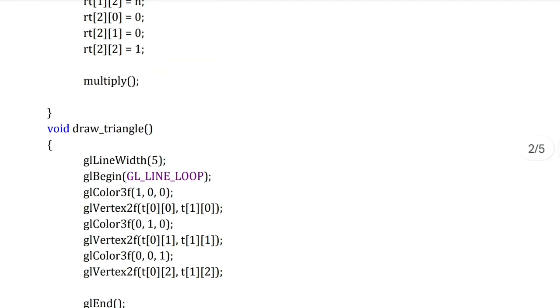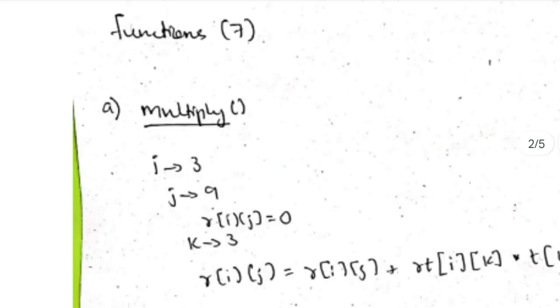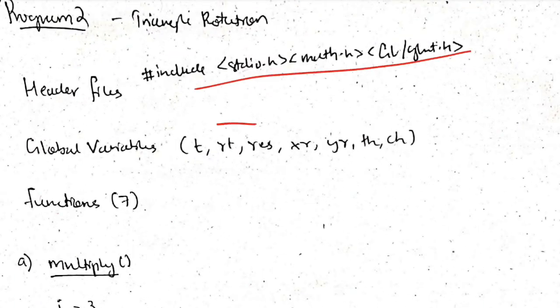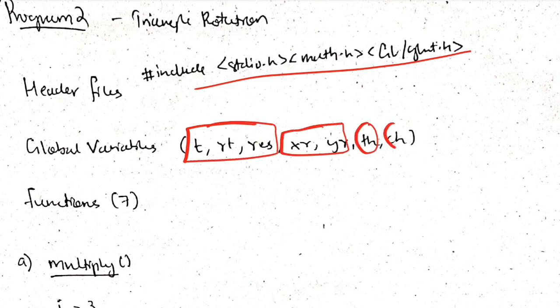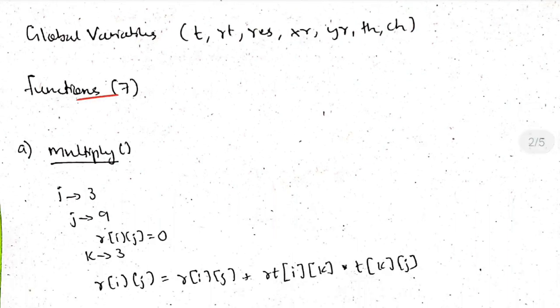To quickly wrap up, what all things we need to keep in mind. So let's go to that sheet. For the second program, first you have to start with the header files. Write these 3 header files. Global variables, these 3 are related: t, rt and res. xr, yr is the fixed point, th is the theta value, ch is the choice. Initialize these values here. Then a total of 7 functions are there.